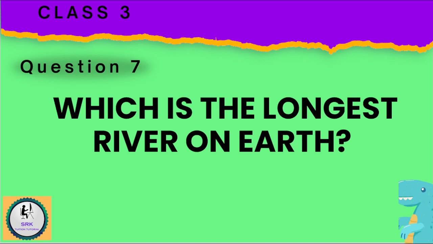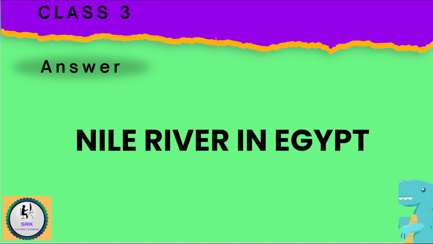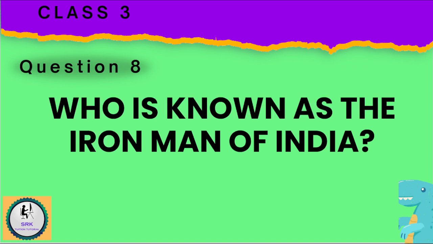Which is the longest river on the earth? The answer is Nile River in Egypt. So my next question is, who is known as the Iron Man of India?